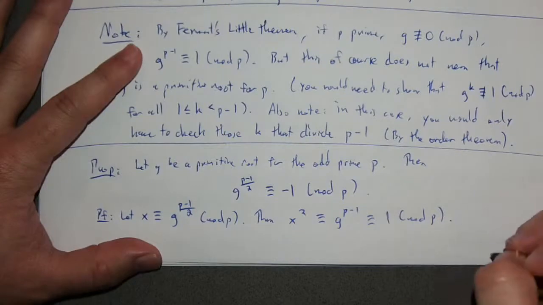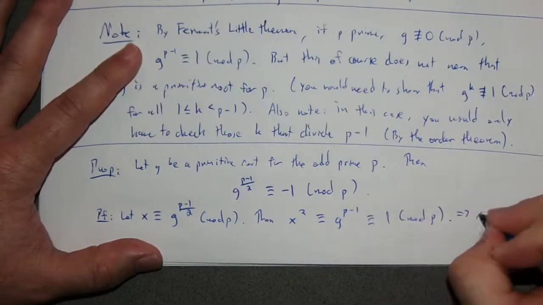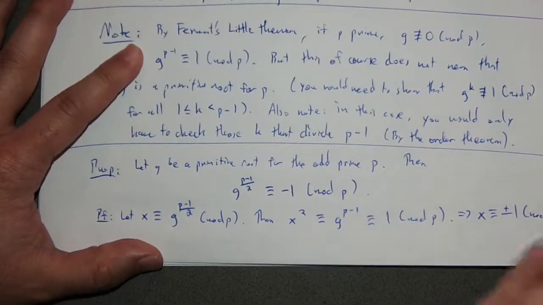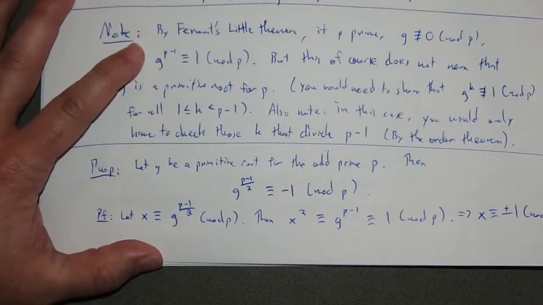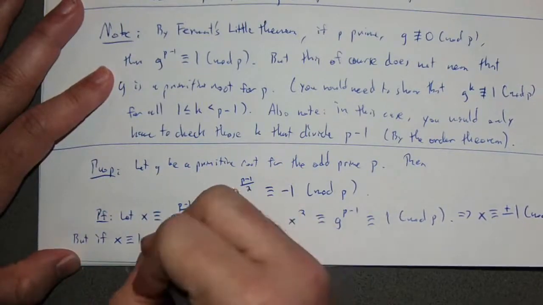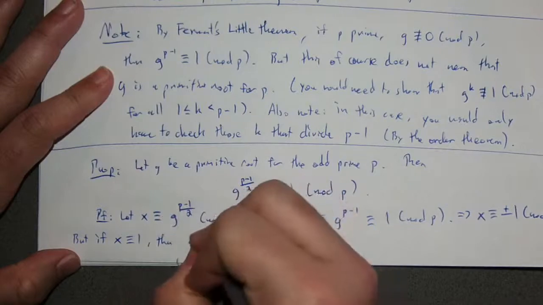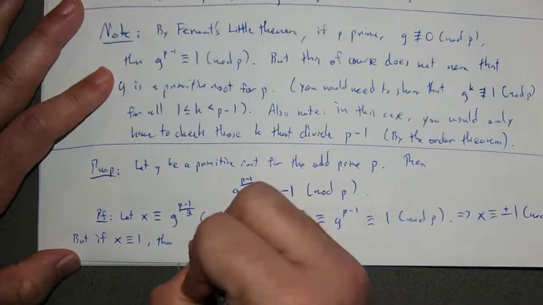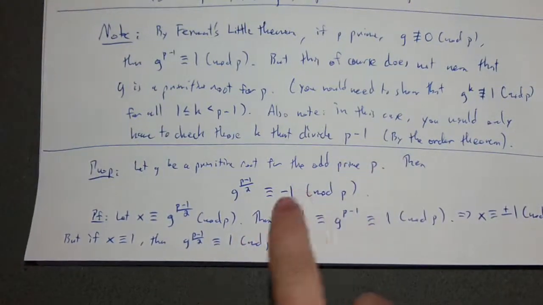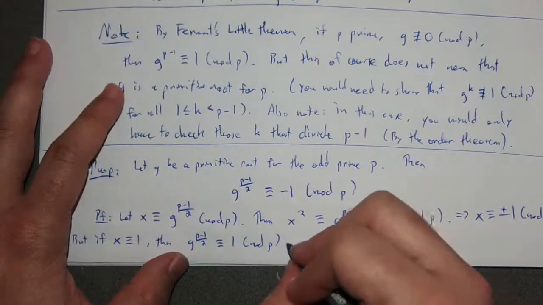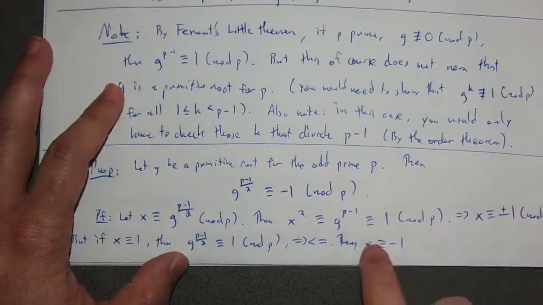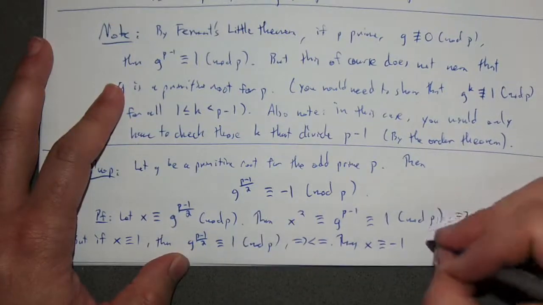So by that corollary in chapter 6, what does this mean? It means exactly what you would hope it means, and this is congruent to plus minus 1 mod p. But if x is congruent to 1, then g to the p minus 1 over 2 is congruent to 1 mod p, which would contradict the fact that the order of g is p minus 1. Right, so that's a contradiction. Thus, x is congruent to minus 1. But x was exactly this thing we were trying to show is congruent to minus 1 mod p. So that's it.